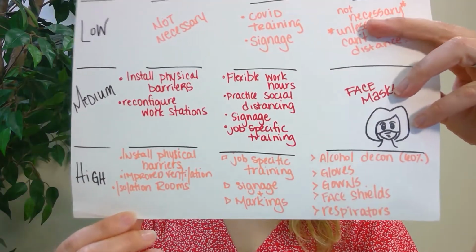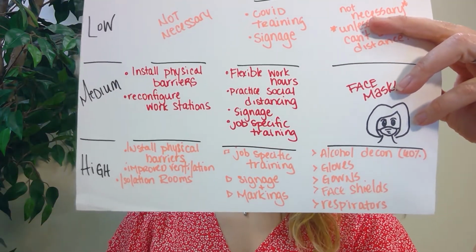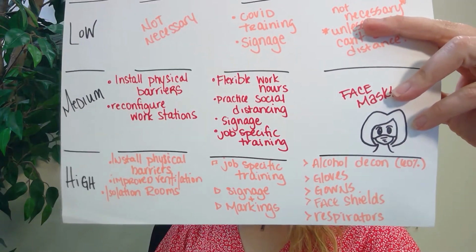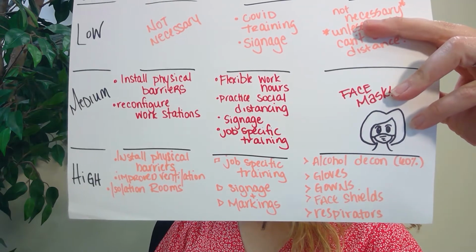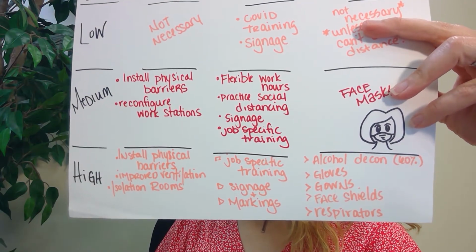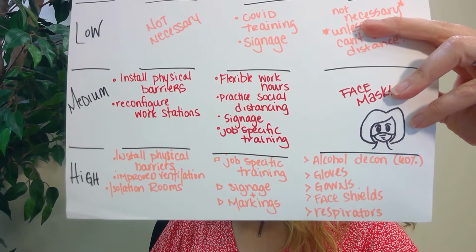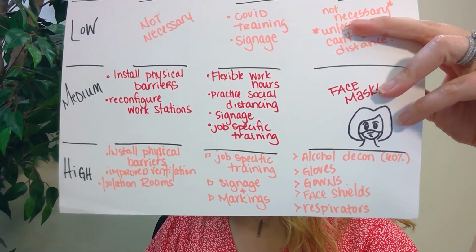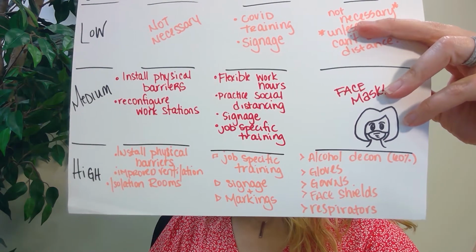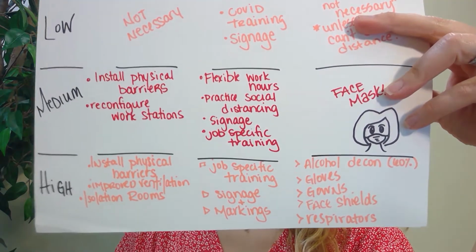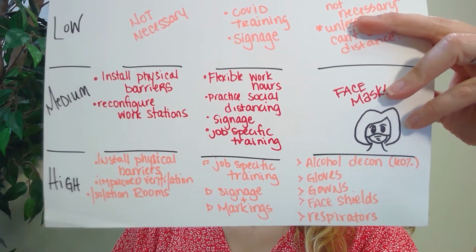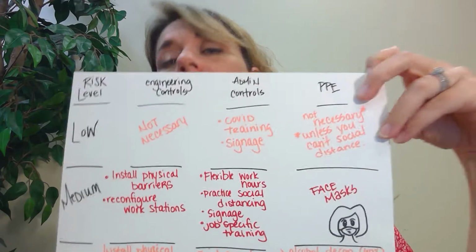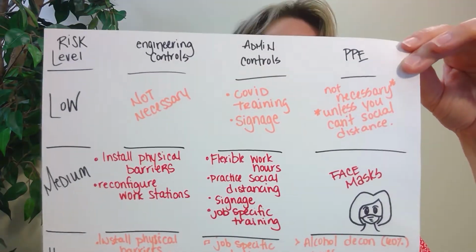High-risk employees get a little bit more serious here. So installing physical barriers, improving ventilation, creating isolation rooms. Administrative controls include job-specific training, signage and markings. And then with our PPE controls for our high risk, we're a little bit more stringent here. Gloves, gowns, face shields, even respirators, and then alcohol decontamination with a 60% or better solution. So again, my lovely color-coded charts.